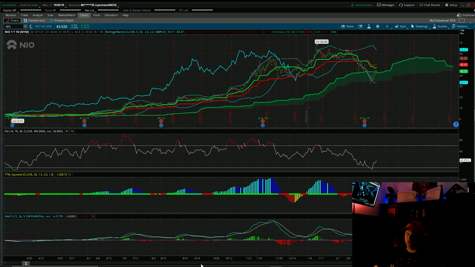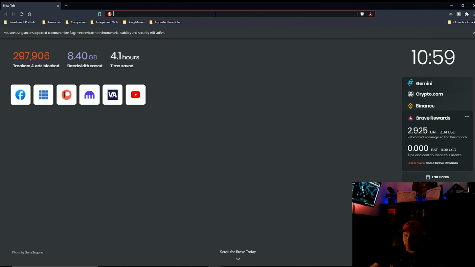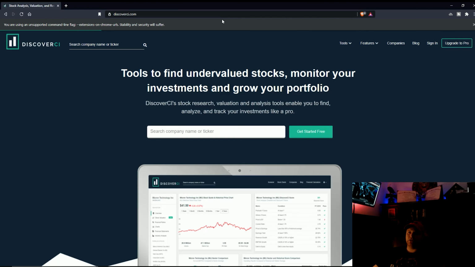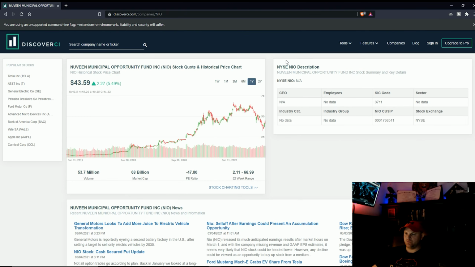And that's just really looking into the finances of NIO and seeing what the company is about. Now, NIO is relatively new, but one of the websites that I like to use is discoverci.com. It tells you the intrinsic value. Now, if you don't know what intrinsic value is, it's literally the value of what you're paying now for the future, and it's really what the theoretical price of the stock is worth compared to its finances and what they're doing.